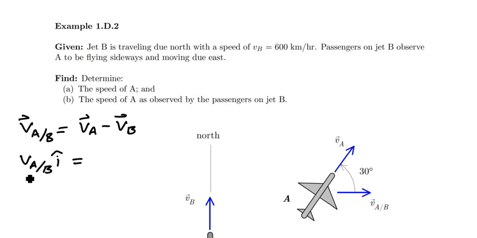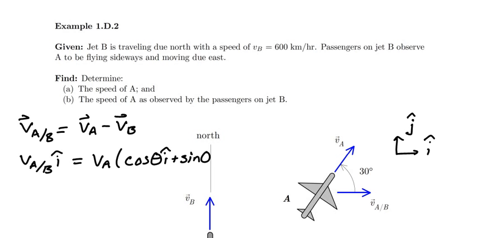In addition, I know that the velocity of A is some speed VA, and I know its vector projection. If I use conventional i, j coordinates lined up with east and north respectively, this is going to be VA times the cosine of the angle theta in the i, plus the sine of the angle theta in the j. And then I'm going to subtract off VB, which I know is a given number, purely in the j direction.